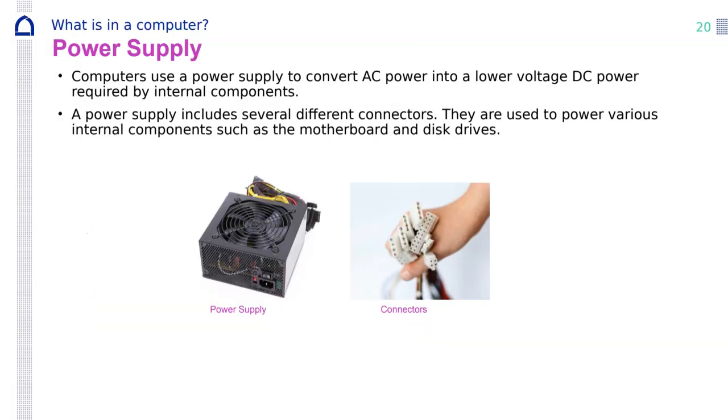Then we have the power supply. The power supply converts AC power from the socket into lower voltage DC power. Why DC? Because the internal devices in the computer need DC. Power supply includes several different connections, and they are used to power various internal components such as the motherboard and disk drives. And again, our IT technician will give you some safety information which is very important about handling these things. Any questions?